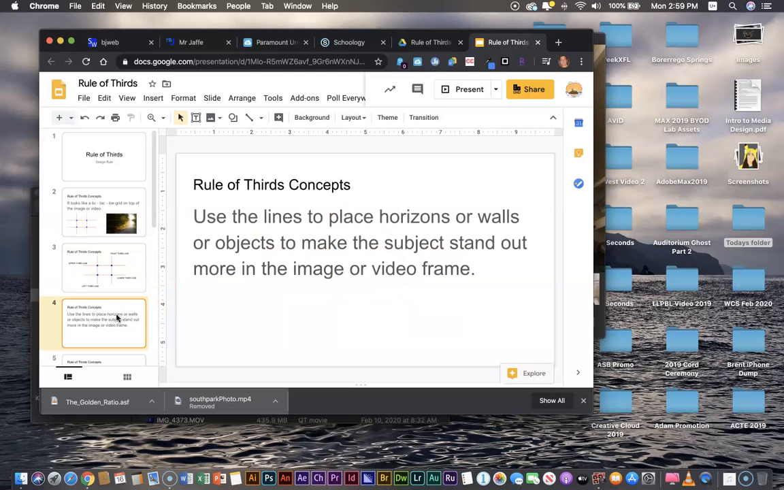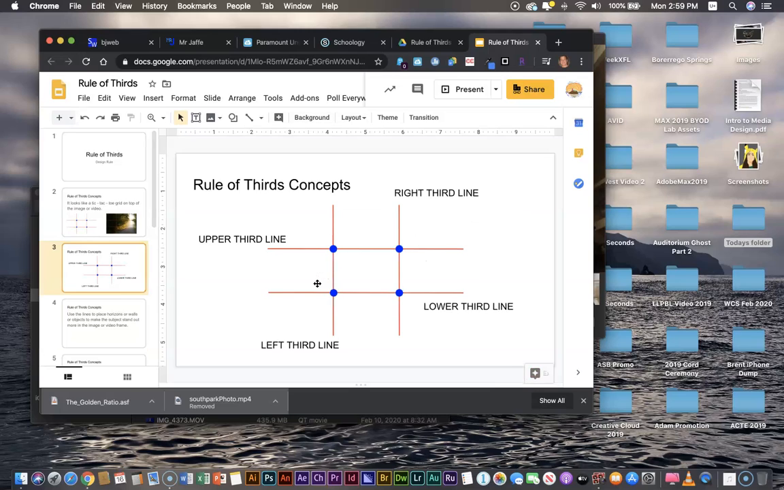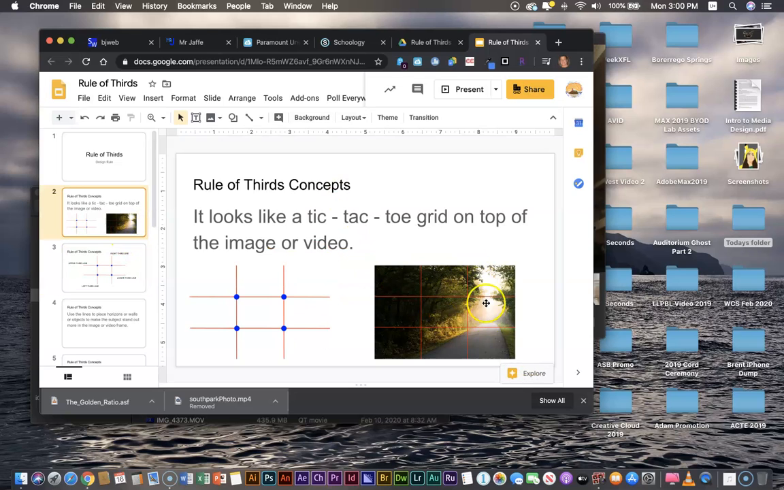Okay, we use the lines to place horizons or walls or objects to make the subject stand out more in the image or video frame. Can't even read my own writing. In other words, we want to make use of these lines to control the subject, like I showed here.